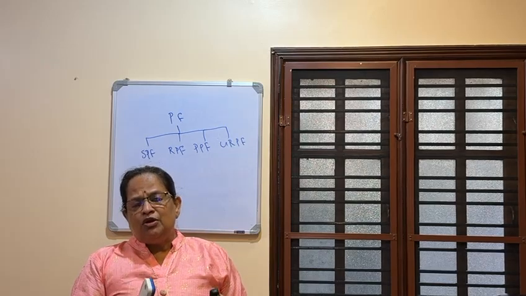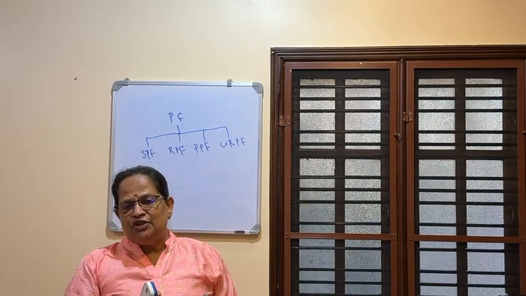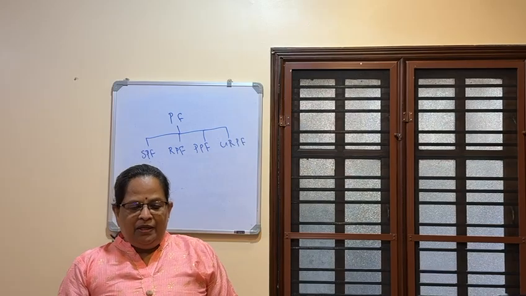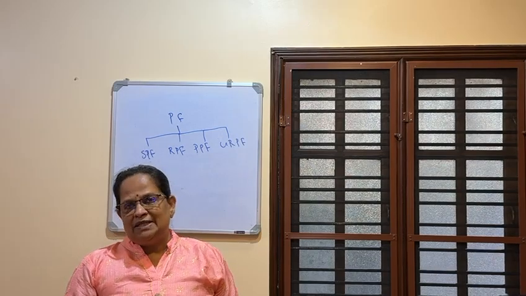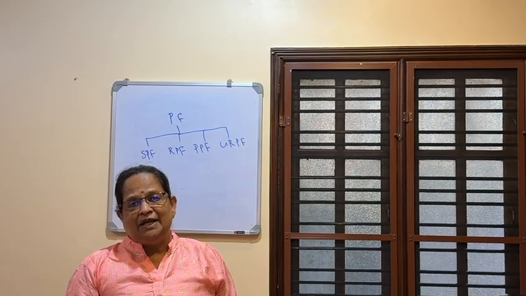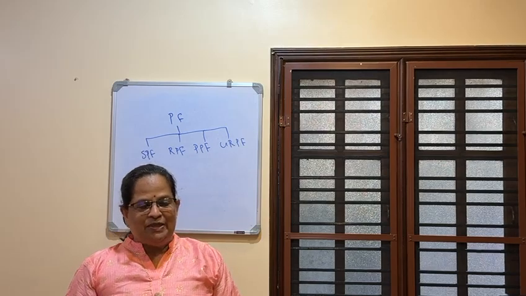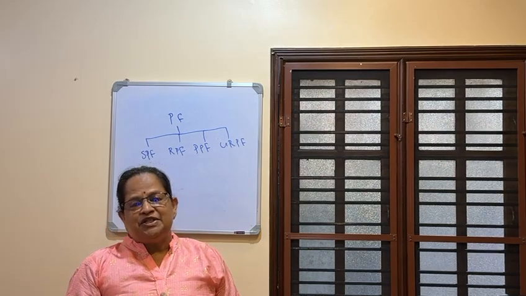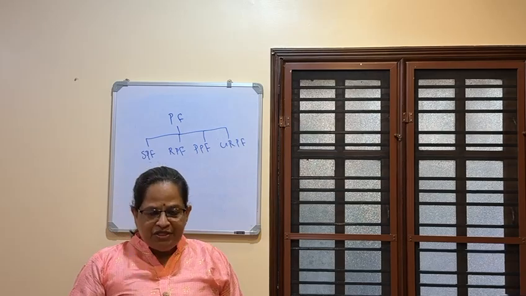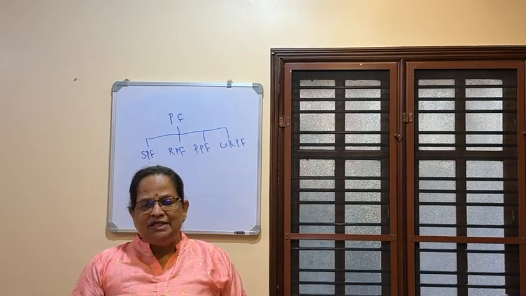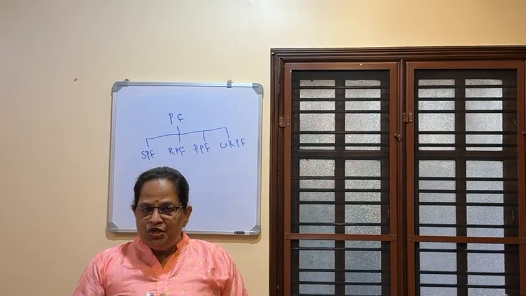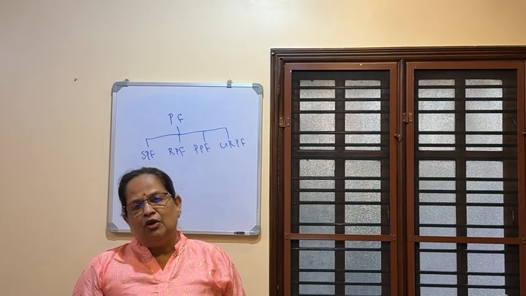The usual contribution from the employer is 12% of basic pay plus DA. Then retirement benefits come, compulsory savings. Salaried people, once they retire, they don't have any income. So this will help them to continue with their expenses. Now interest is credited annually. Interest earned is exempt from tax, and withdrawal at the time of resignation or retirement.